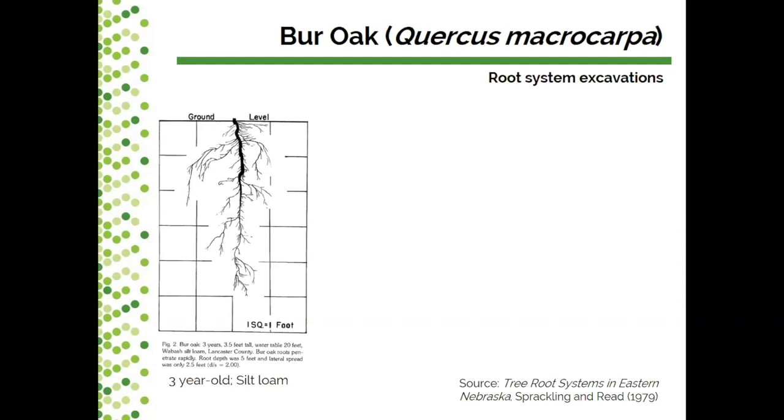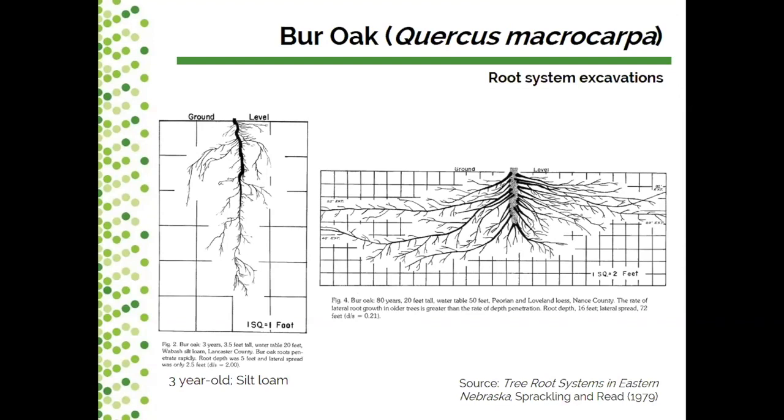And on the first sketch, you see how prominent that taproot is. Each one of those grids represents a square foot. So you've got the taproot going down 5 feet in a silt loam soil after 3 years. And that tree is only 3.5 feet tall.